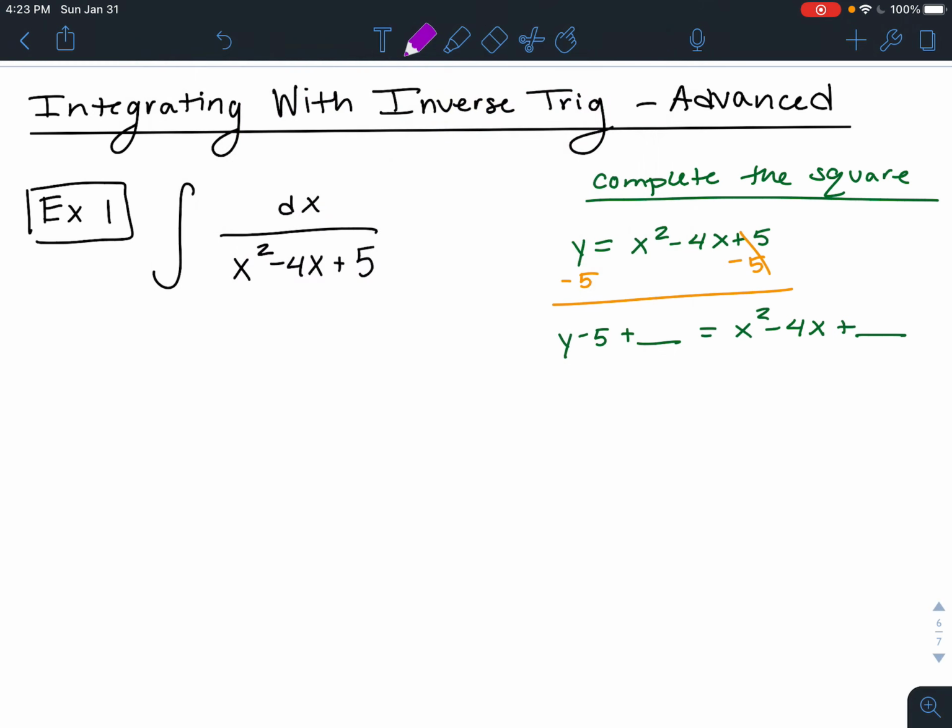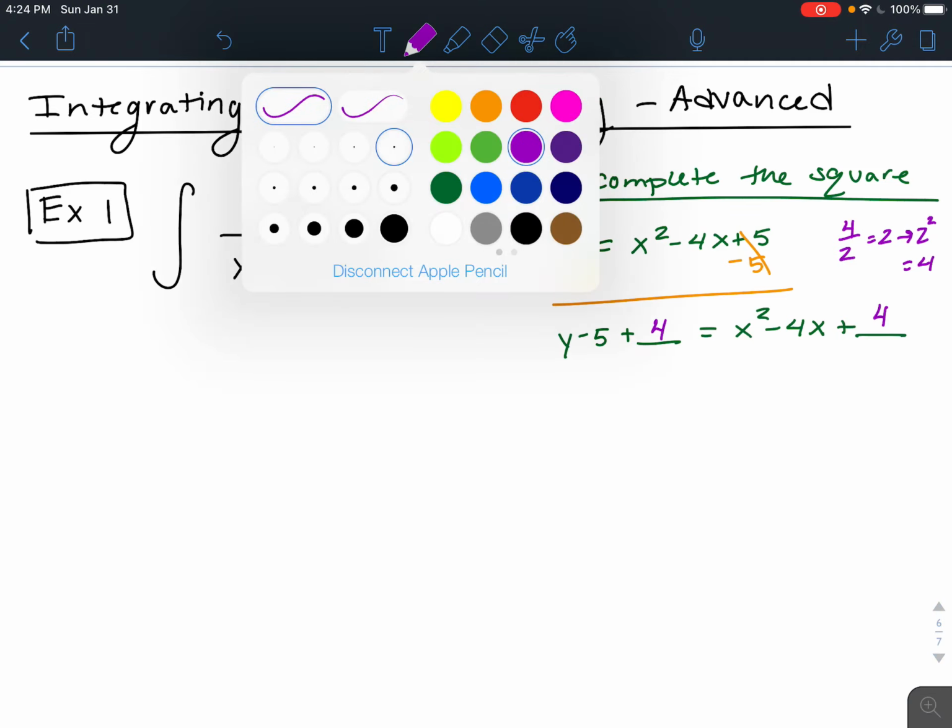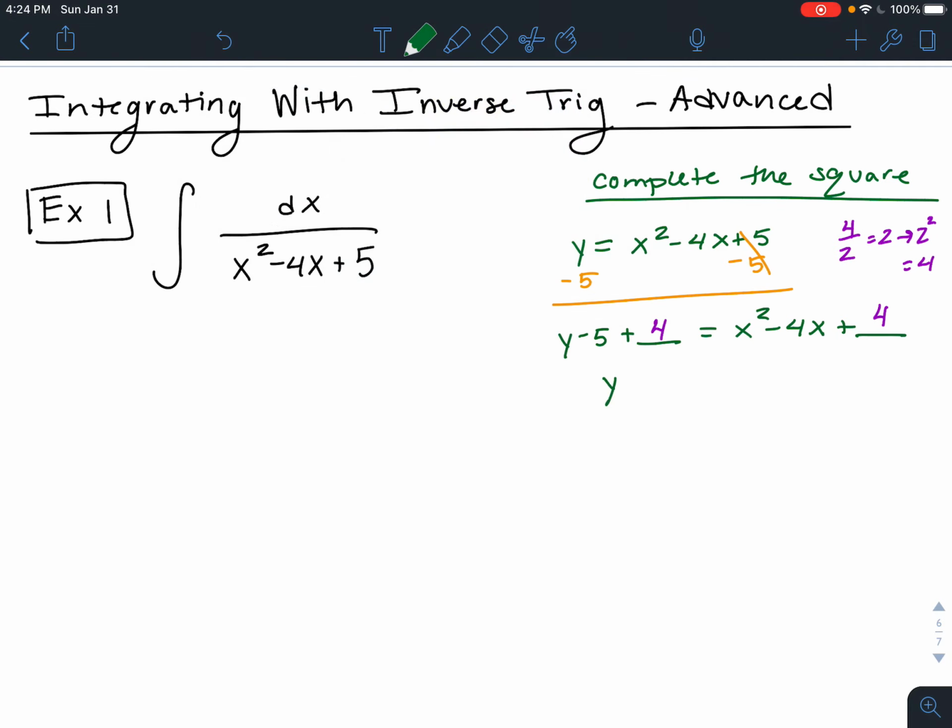I want to add a number to both sides that's going to make the right side a perfect square. So I'm going to do 4 over 2, which is 2, and then 2 squared is equal to 4. So I'm going to put a 4 on both sides. Simplifying, that becomes y minus 1, and I can write the right side as x minus 2 all squared. So this becomes x minus 2 all squared plus 1.